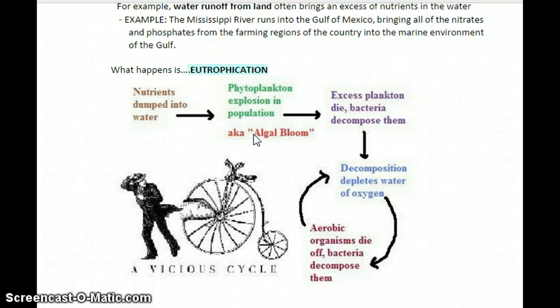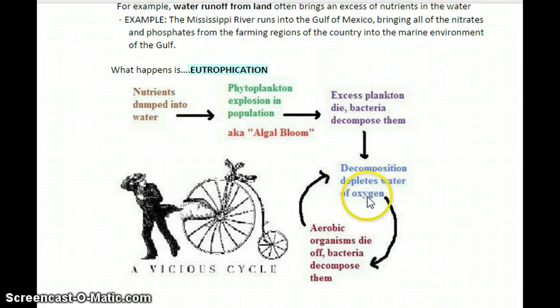And maybe you live somewhere where algal blooms happen. Red tide would be an example. Maybe you don't. But basically, when you have an algal bloom, you then have an excessive amount of plankton that are dying because they live, they die, life cycle. But when you have all those plankton suddenly dying, then you have bacteria decomposing them, breaking them down. Well, decomposition is a process that depletes the water of oxygen. So decomposition takes oxygen out of the environment and uses it.